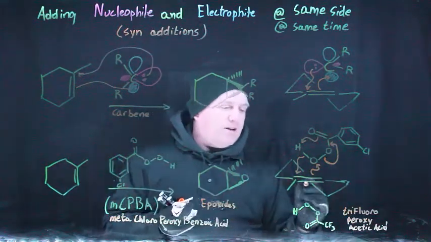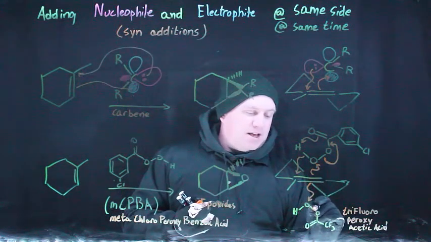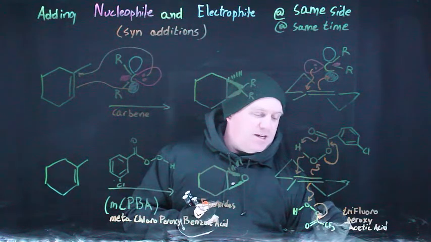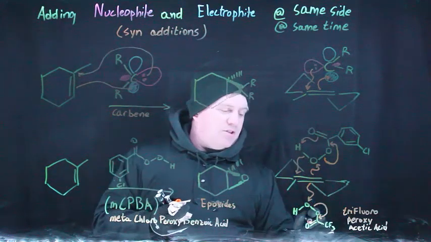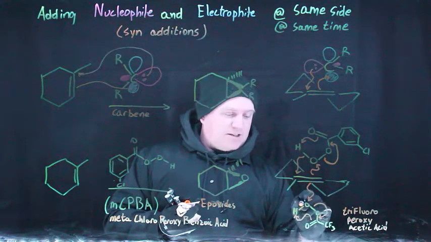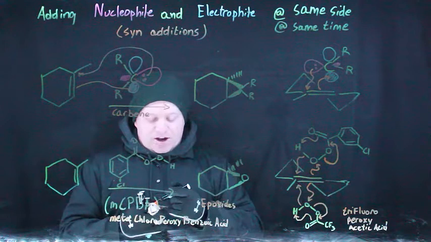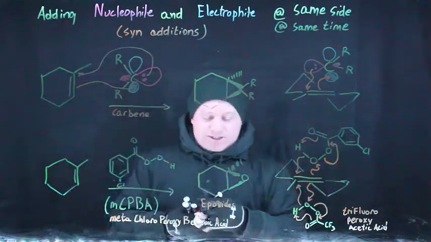Trifluoroperoxyacetic acid would be another example, and again, this double bond could come and break the oxygen-oxygen bond by attacking that oxygen. That would then lead to the formation of a double bond there, which would cause this to come and abstract this hydrogen, which causes this to deliver. And of course, you'd end up making the other enantiomer of this material.